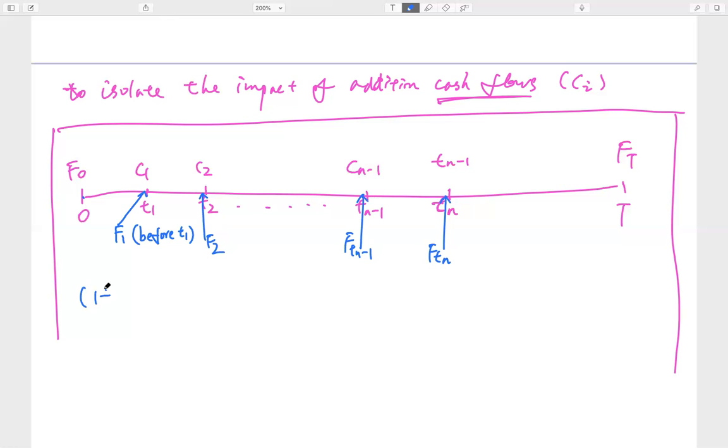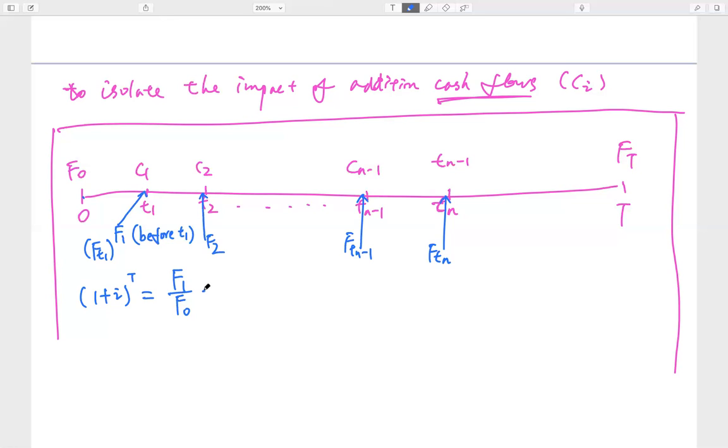Again, we assume there exists a unique value i for each year, but here it would be F1 divided by F0. This is exactly the return from 0 to t1. So F1 is actually at t1, although sometimes I feel a better notation might be F_t1 down here. So F1 is the account value right before the cash flow C1.